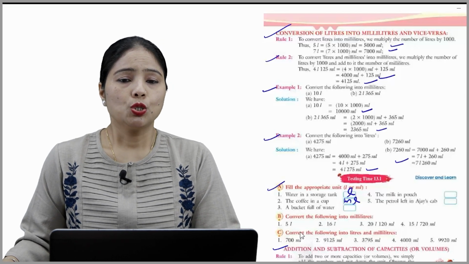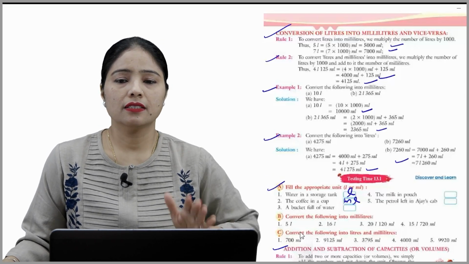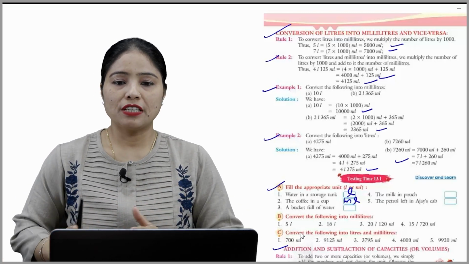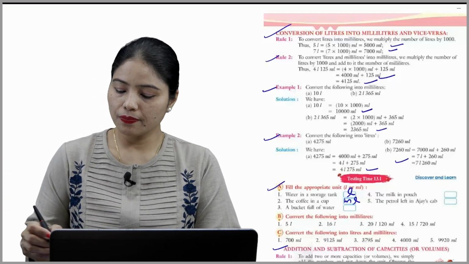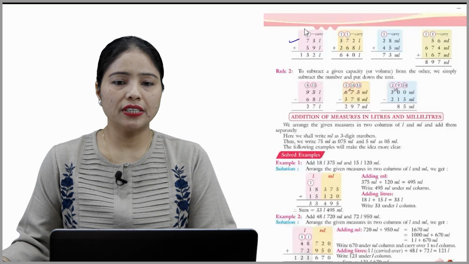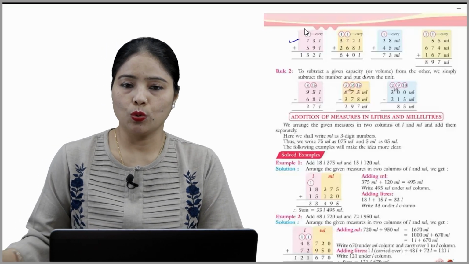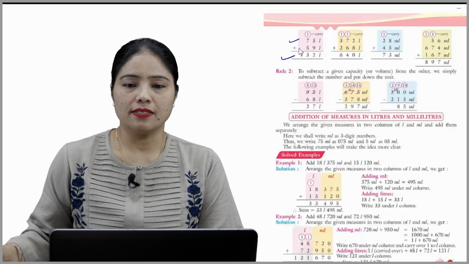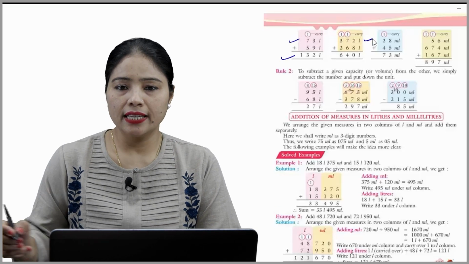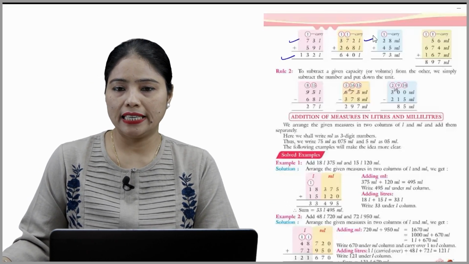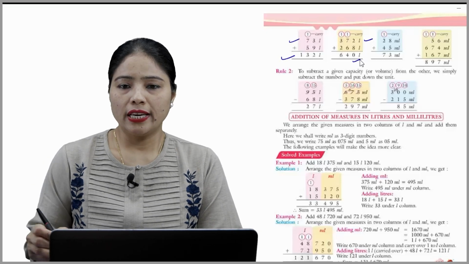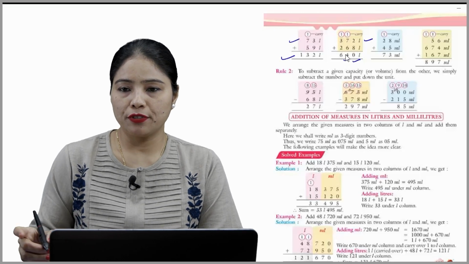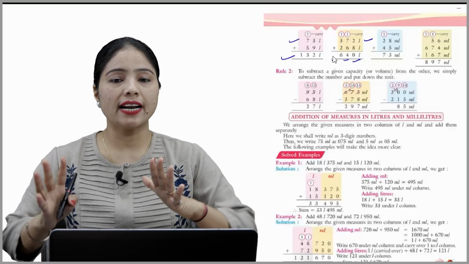Rule number 1. To add 2 or more capacities or volumes, we simply add the numbers and put down the unit. Observe the following additions. First one is given there, 73 liter plus 59 liter. So start with the ones place, then the tens place. So 132 liter is the answer. Second one, 372 liter plus 268 liter. 8 and 2 is 10, 0 carry 1, 7 and 6 and 1 is 14, 4 carry 1, 3 and 2 is 5 and 1 is 6. This is how we add that one.